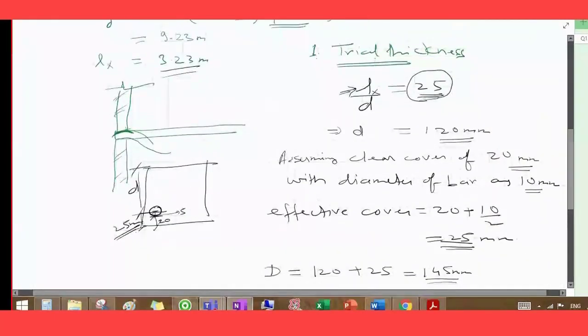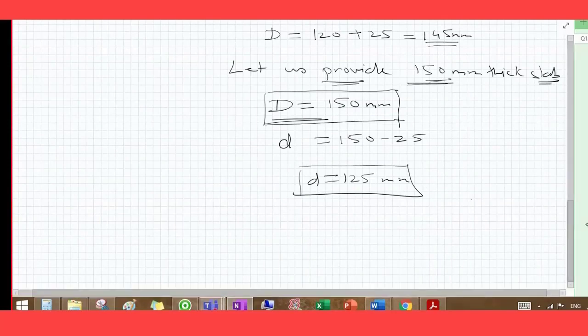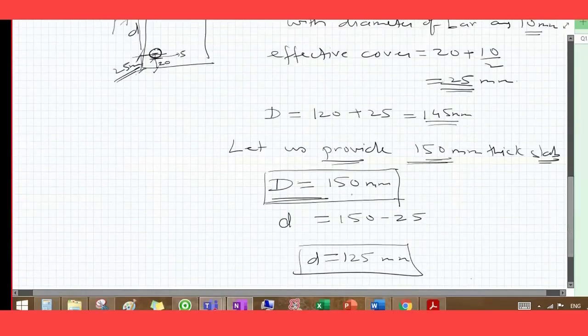So you see here in trial thickness, I am saying that I'm going to provide 150 mm thick slab, and with effective cover of 25 mm, your D is equal to 125 mm. Later, as you have some experience, you can always skip this step. You can say, okay, I'll be providing 140 mm thick slab, and with effective cover of 25 mm, your D is 115 mm, and you can proceed with your calculation. And later, for that thickness of the slab, you have to satisfy the shear check and deflection check. So you will not be requiring these steps.